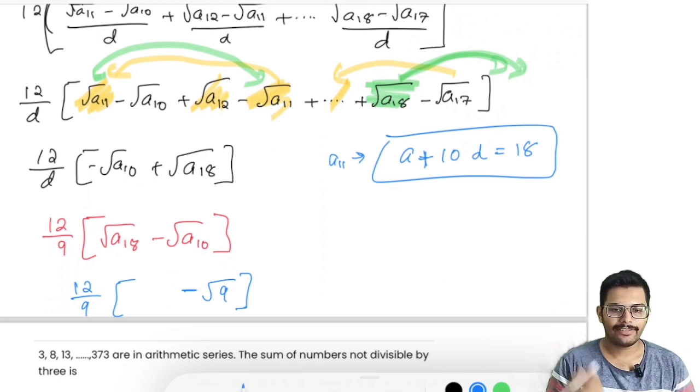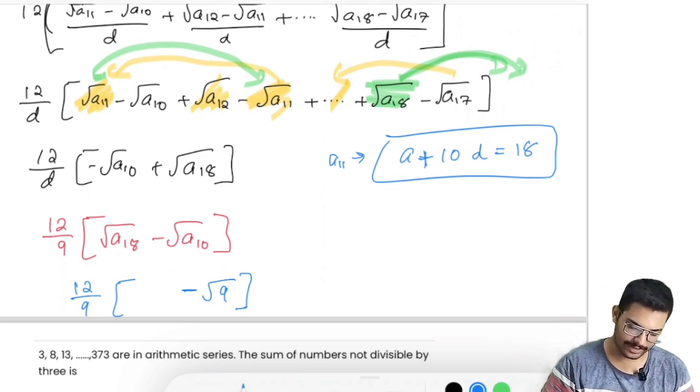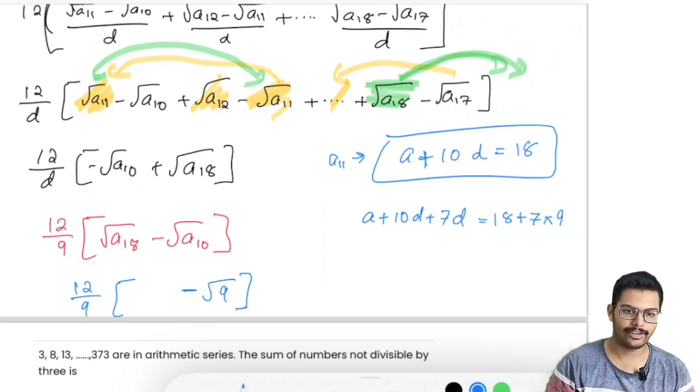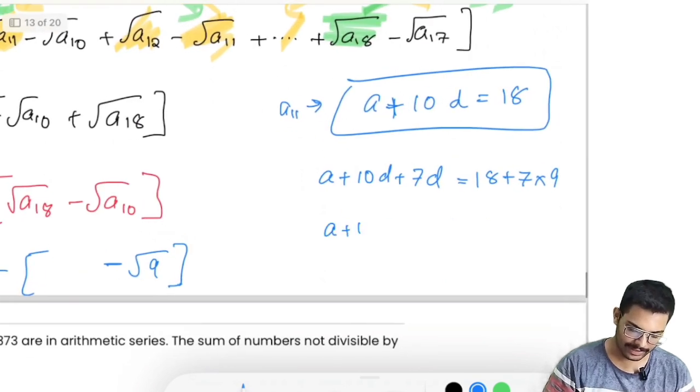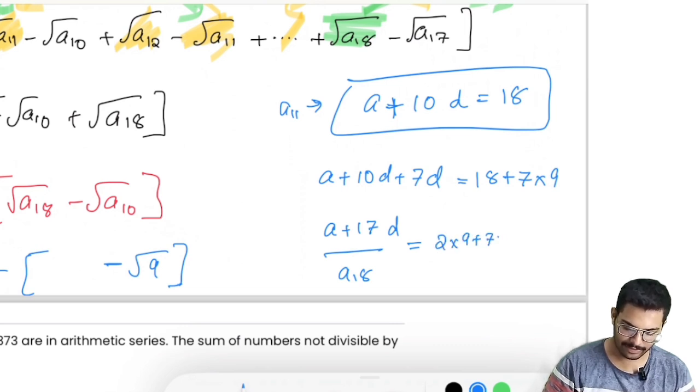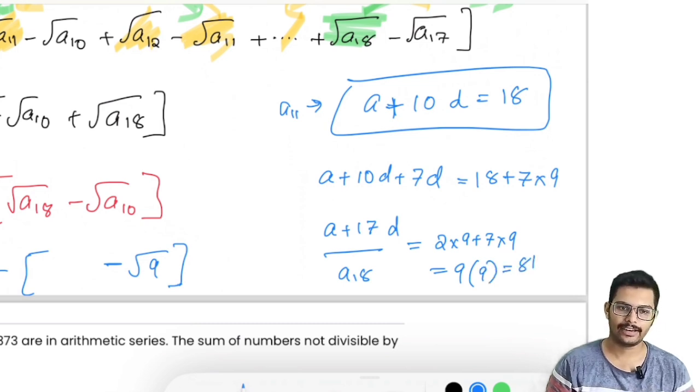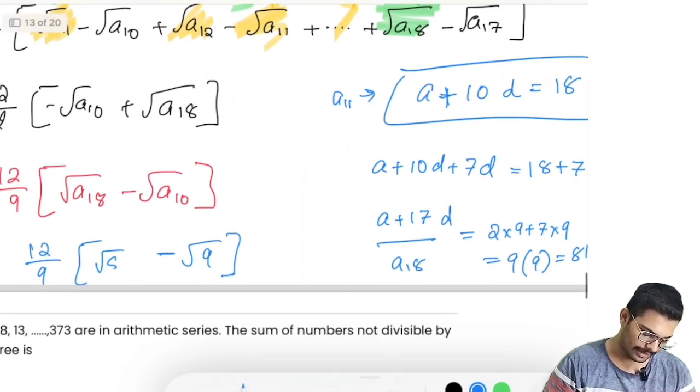So when you add 7 times d, it will be a plus 10d plus 7 times d, equal to 18 plus 7 times d. 7 times d is 7 into 9, as the d value is 9, which means a plus 17d, that is the 18th term, equal to 18 plus 63. This 18 can be written as 2 into 9 plus 7 into 9, so when you take 9 common, it will be 2 plus 7, which is 9 into 9, 81. You can directly calculate without finding the a value, which means a18 is root 81.